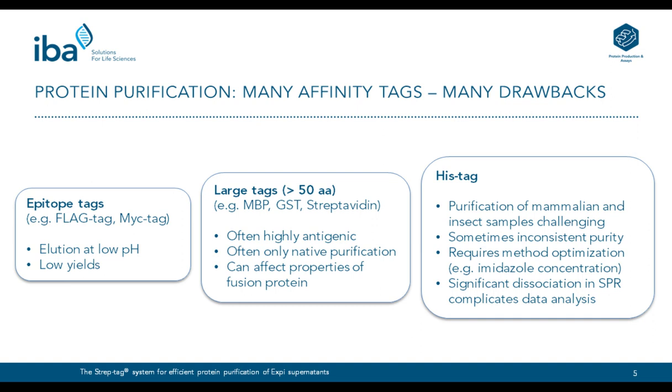Not surprising, there exist many different tag systems on the market, and here are just a few examples of the most prominent ones. One group of tags are so-called epitope tags, like the FLAG tag or the MYC tag. These tags rely on an antigen-antibody binding, and therefore they are often eluted at low pH values, which can affect the properties of your protein. In addition, the resins usually have a comparably low binding capacity and are quite expensive.